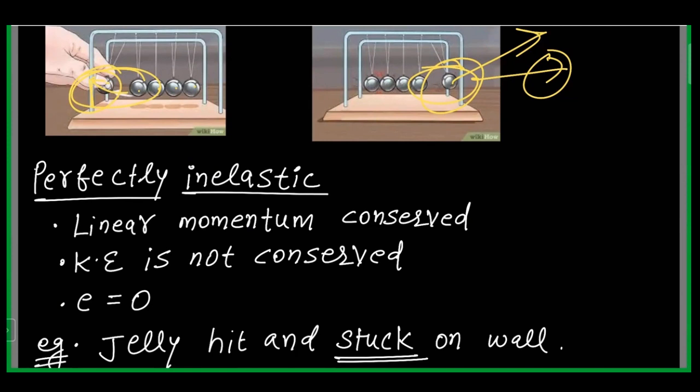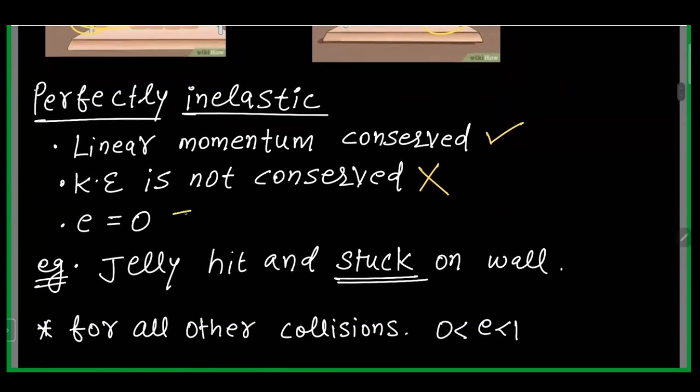In perfectly inelastic collision, linear momentum will remain conserved. Always remember, linear momentum is never not conserved. Whenever your external force is 0, the linear momentum is conserved. So even in perfectly inelastic collision, the linear momentum is conserved. However, the kinetic energy is not conserved. In this case, E is 0, so your value of coefficient of restitution will be 0.